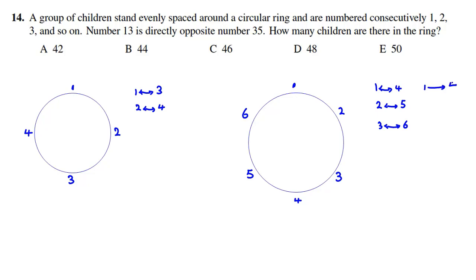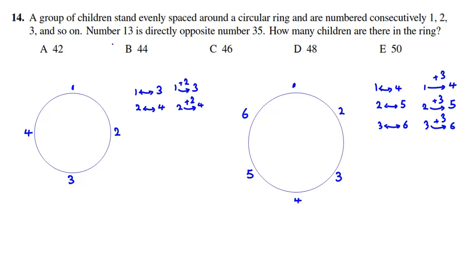So as you can see, when you want to go from 1 to 4, you add 3. When you go from 2 to 5, you add 3. When you go from 3 to 6, you add 3. When you go from 1 to 3, you add 2. When you go from 2 to 4, you add 2. So 2 is what? Half of 4.